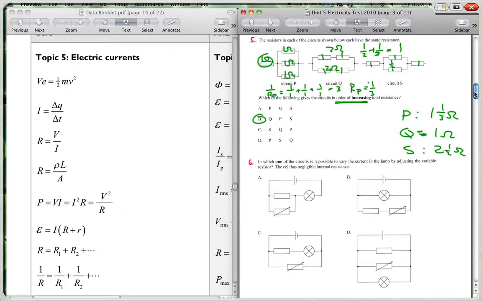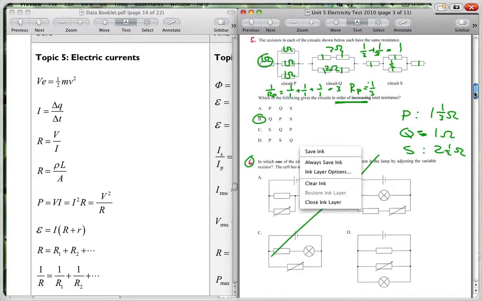In question 6, in which one of the circuits is it possible to vary the current in the lamp by adjusting the variable resistor? In looking at this, I didn't see one right answer here. All of these, I think, would cause some variation in the resistance. So I'd like to scrap that question over there, question 6.